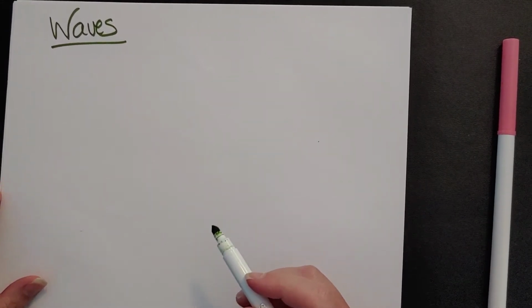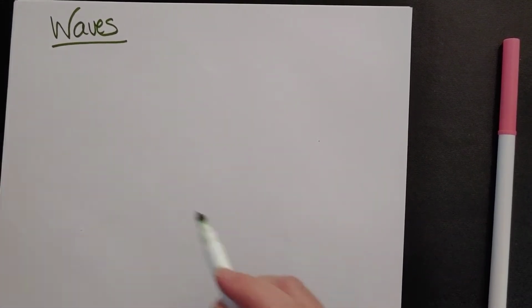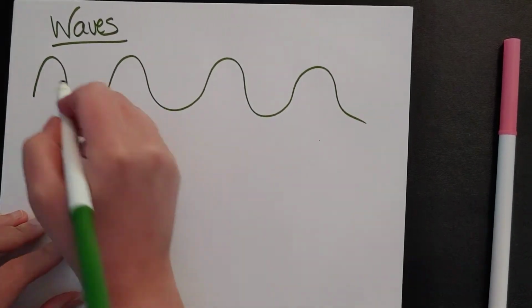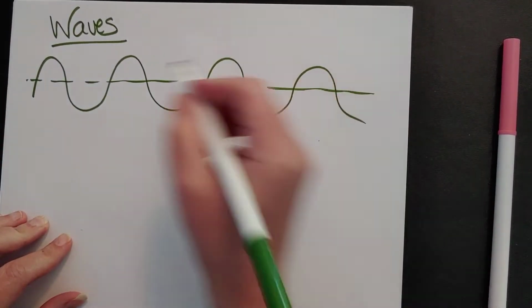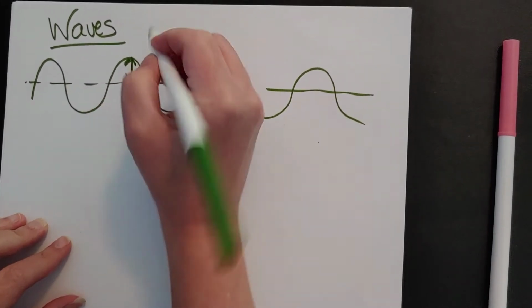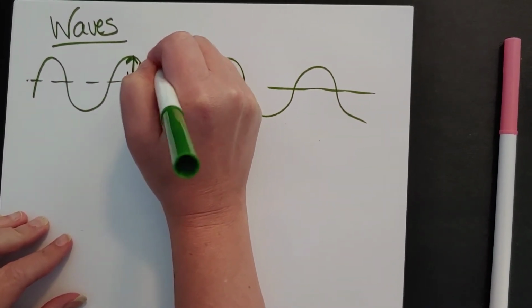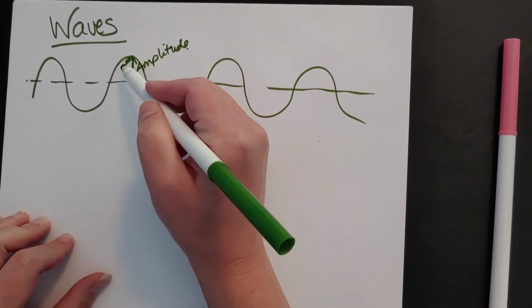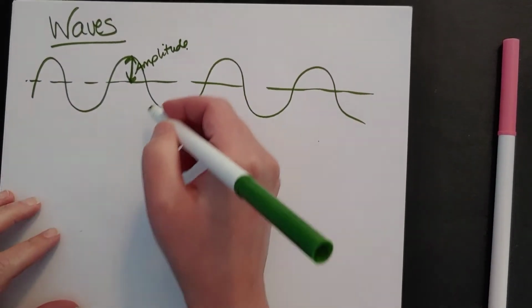All right, science bowlers, let's talk waves. All right, we get something that looks like this. This is the amplitude. This is an important quantity. We'll talk about it in a second.